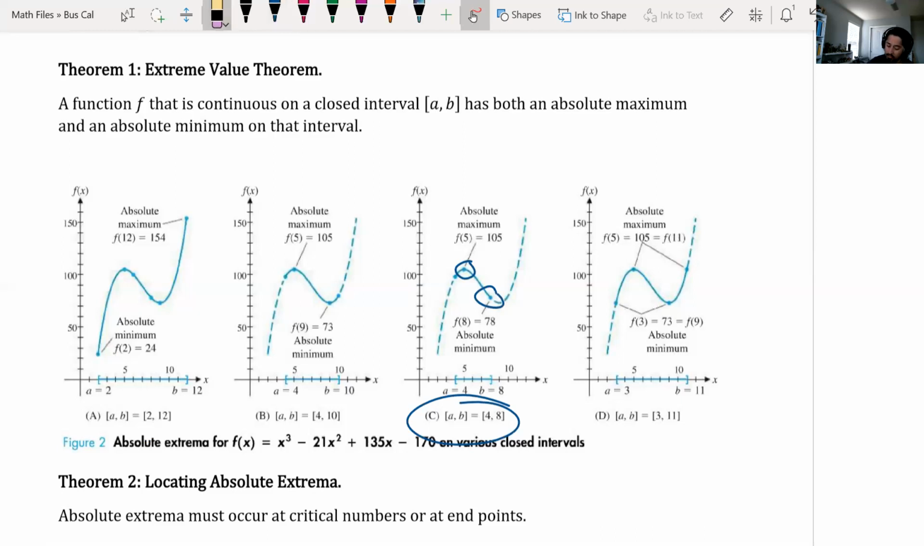And then we change it one more time. We make it 3 to 11. And now I have two absolute maximums. I have an absolute maximum here at 105 and there at 105. And I get two absolute minimums at 73. Okay, so what this is telling us is that on a closed interval, we can have multiple absolute maxes and absolute minimums. We just have to make sure that they are the absolute highest point and the absolute lowest point. Okay. Any questions on that?